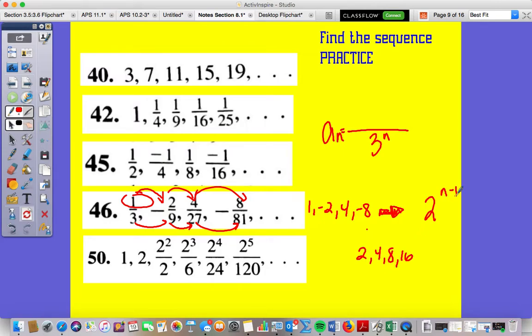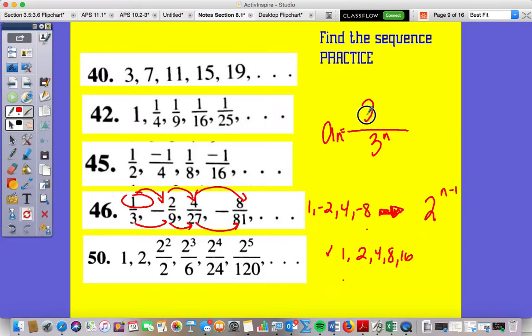You say, Coach, what does that do? Well, 2 to the 1 minus 1 would be 1. 2 to the 2 minus 1 is 2 to the first, which is 2. And this actually gives me the correct part. Now, positive, negative might be a little tricky. So now I've got to figure out what I can do here on this.